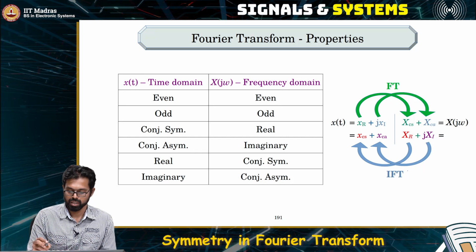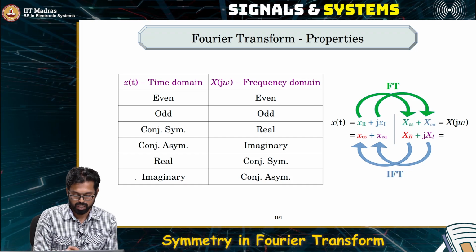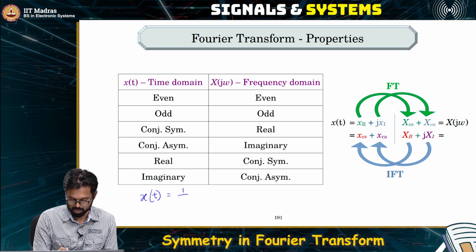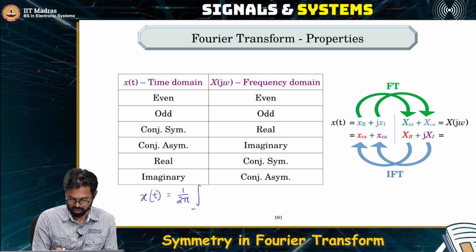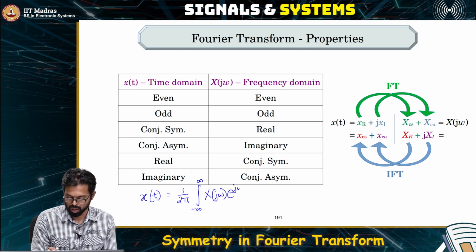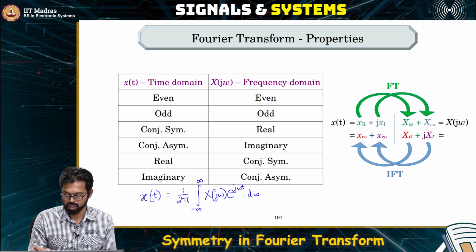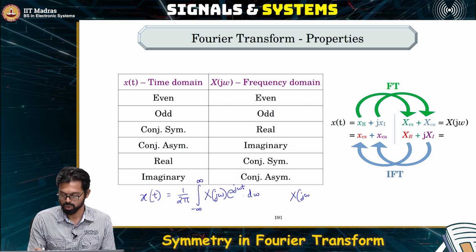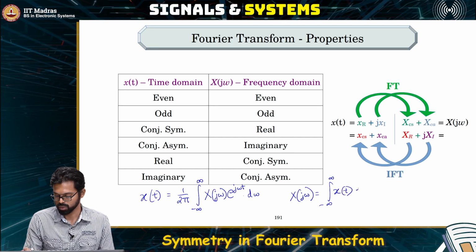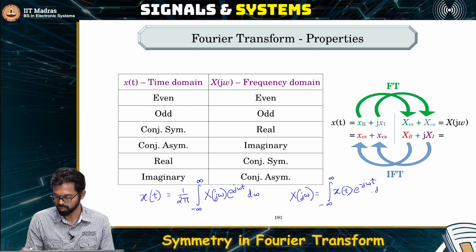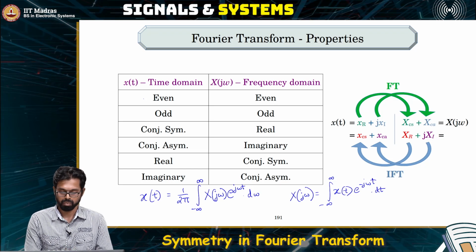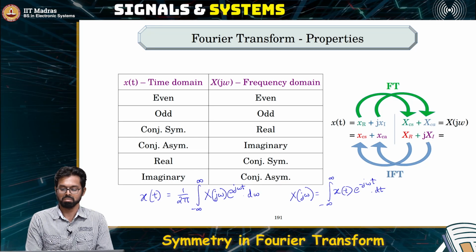So all we need is the same relationship that we had earlier, that x of t is equal to 1 by 2 pi integral from minus infinity to infinity of x of j omega e power j omega t d omega, and x of j omega is just the inner product. That's all. So if the time domain signal is even, what about the frequency domain signal?